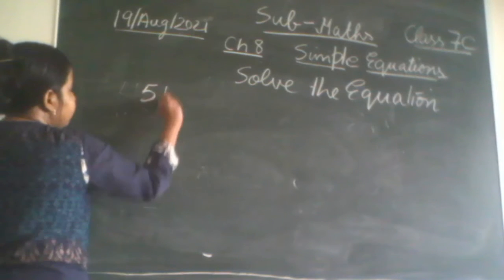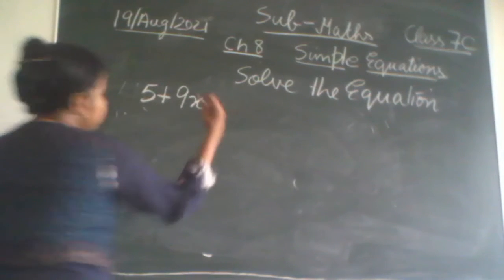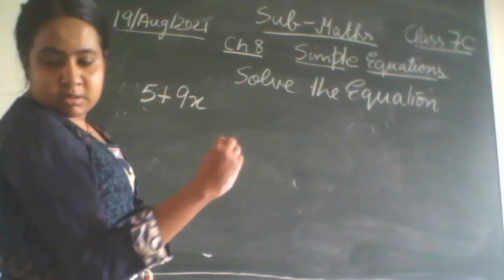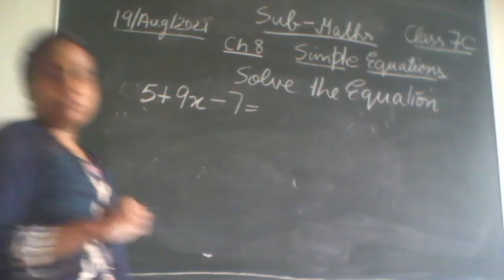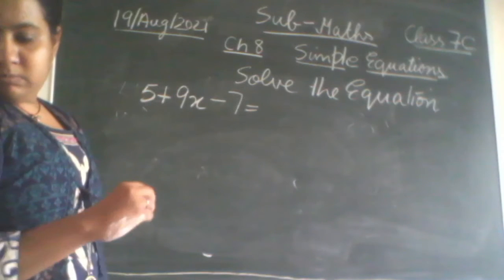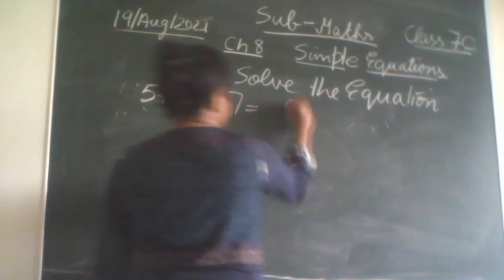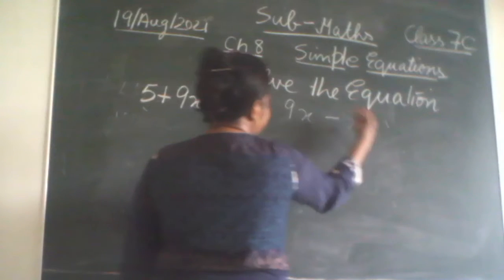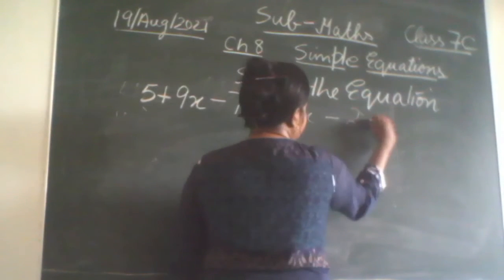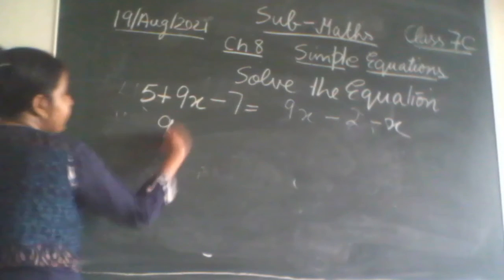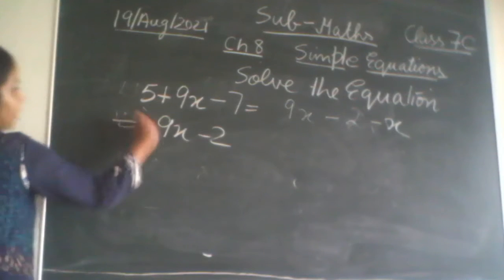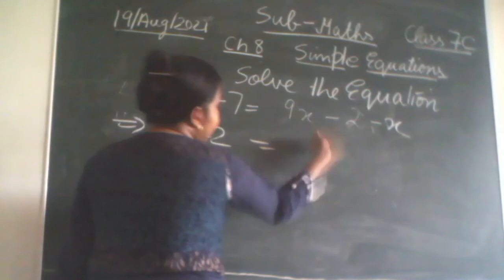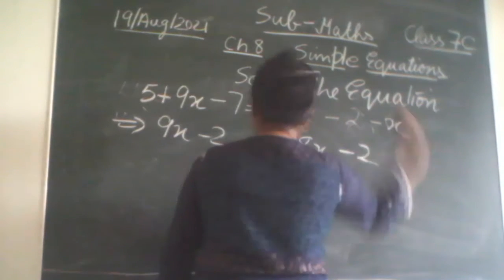Ma'am, 5 plus 9x minus 7 is equal to 9x minus 2 minus x. Ma'am, minus 2x minus x. So here I am 9x minus 2, correct? Yes, ma'am. And here I have 8x minus 2.